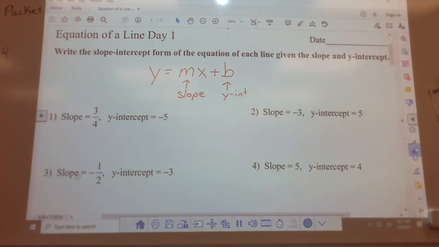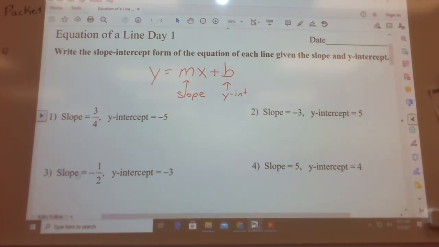Now the first four, super crazy easy. The easiest questions you'll get in quite a while. I'm giving you the slope. I'm giving you the y-intercept. So you don't have to actually solve anything. You're just writing the equation.